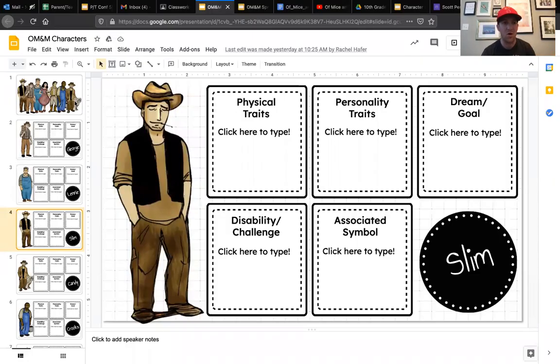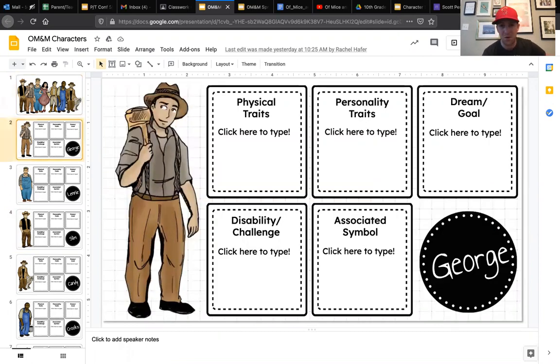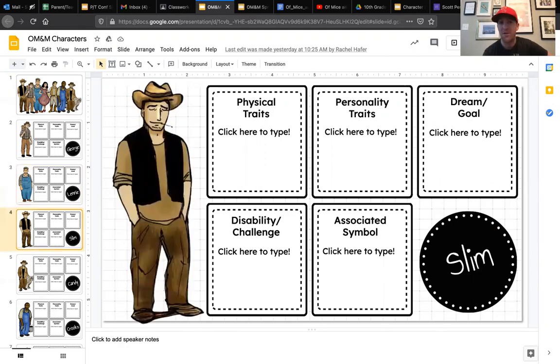All right, so you'll notice all of our characters from George and Lenny all the way down to Curly's wife, who doesn't get a name other than Curly's wife. As you're reading, you're being asked to look at their physical traits, personality traits, what their dreams or goals are, what their disability or challenges are. It's interesting. Each character, not just Lenny, has something wrong with them. Maybe we all have something wrong with us. Maybe that's the power of this novel.